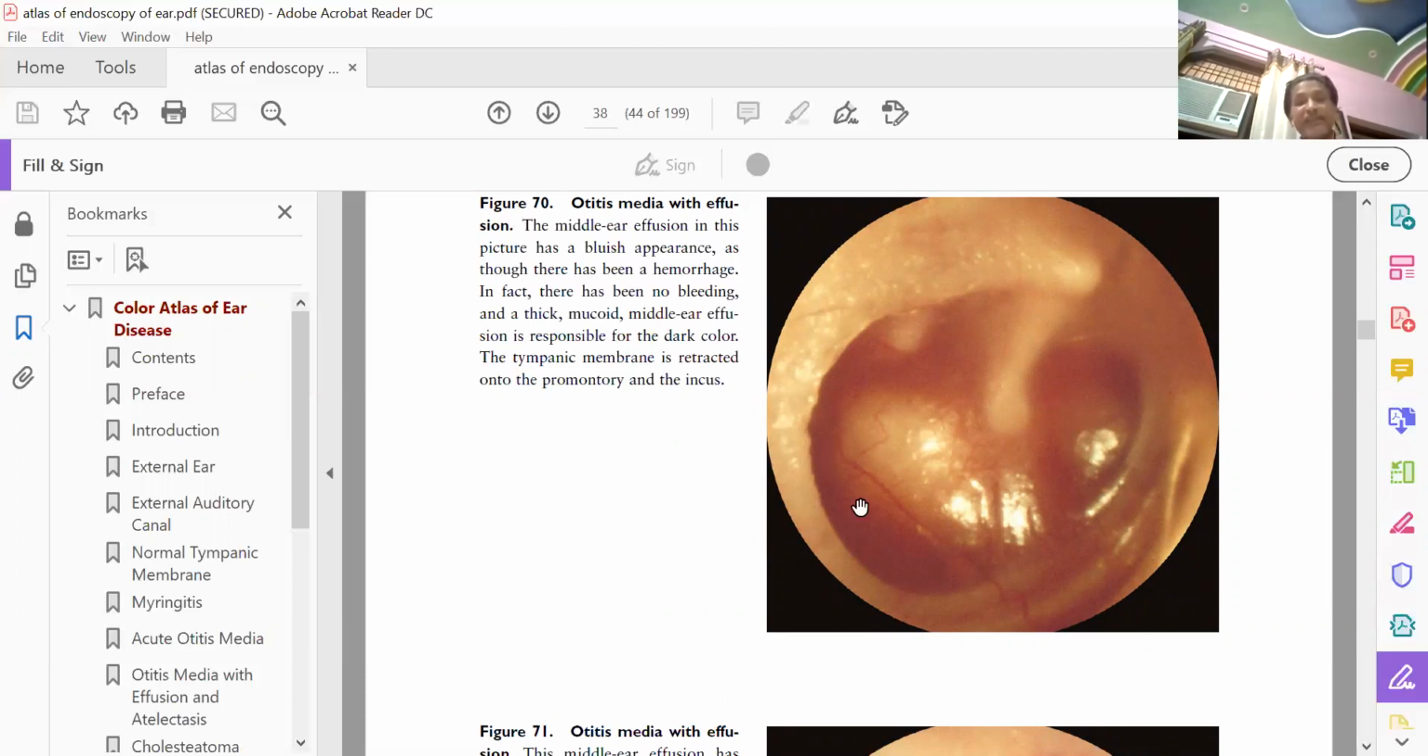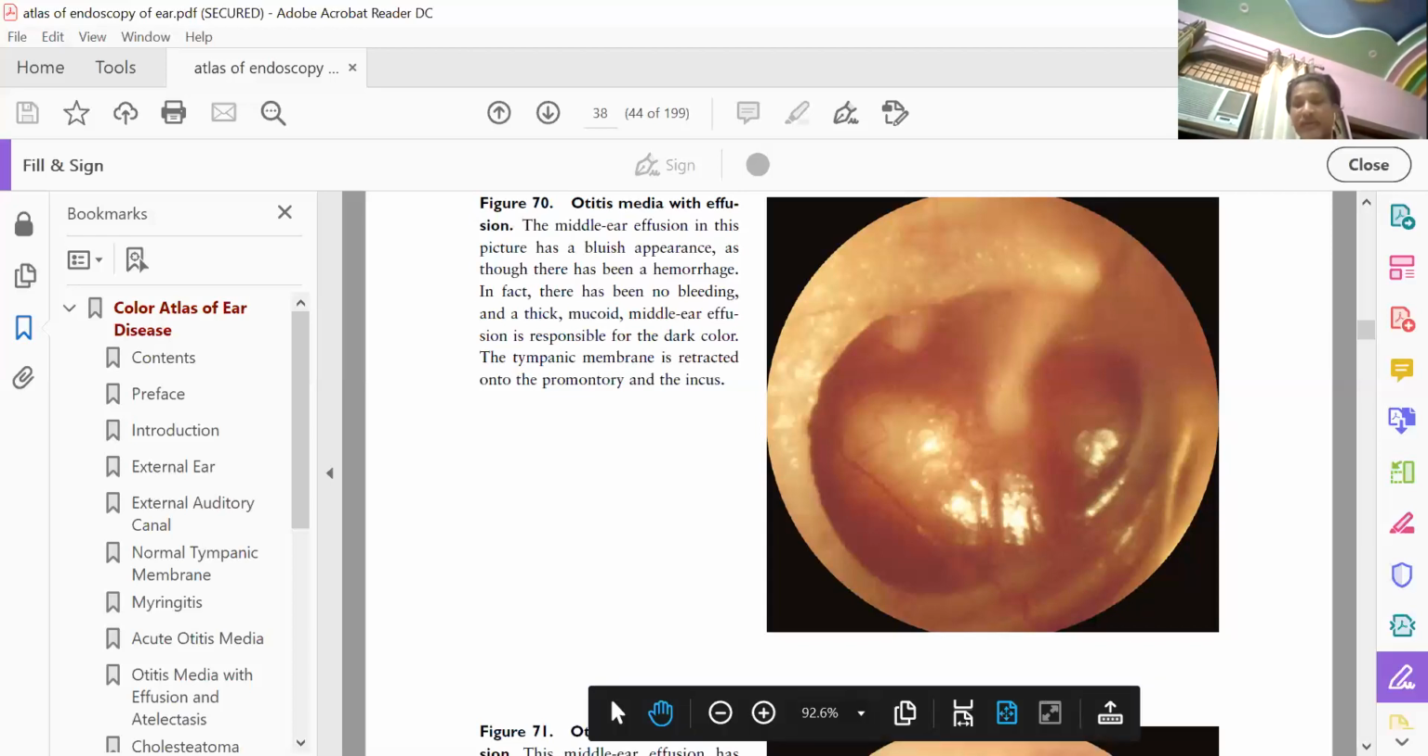After these two topics, we will complete this modern otology segment, and then we'll move on to the literary part of the Ayurvedic concepts.